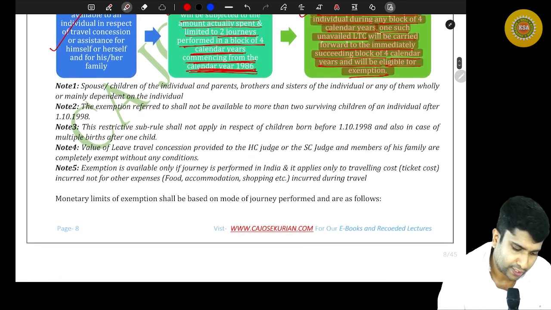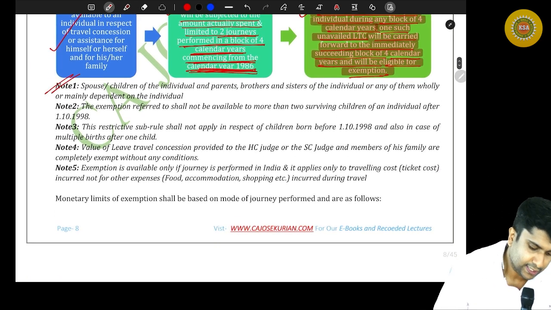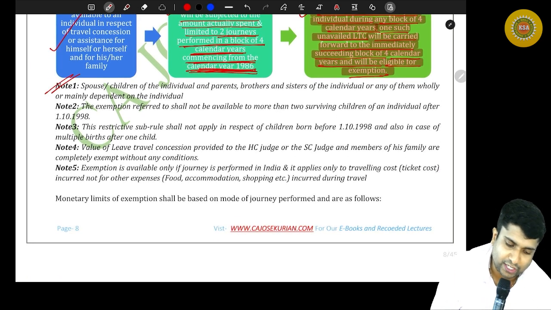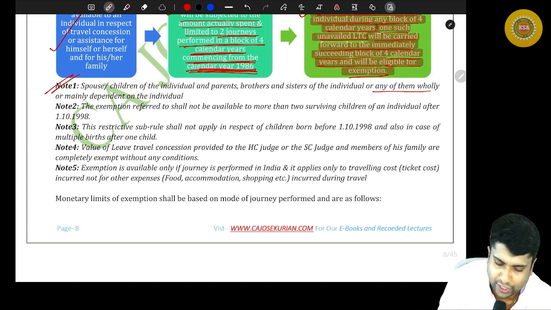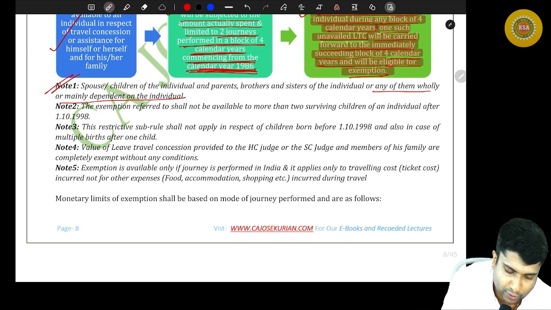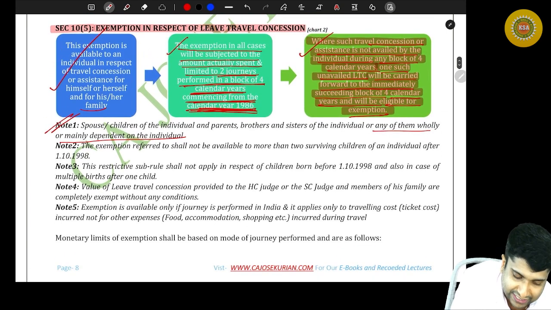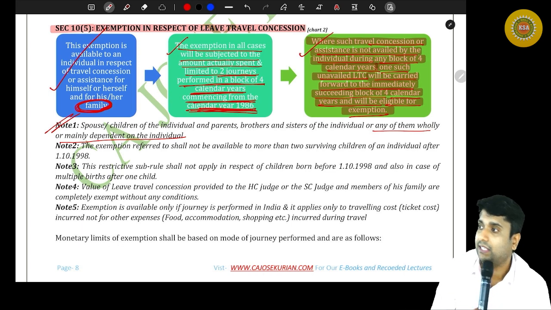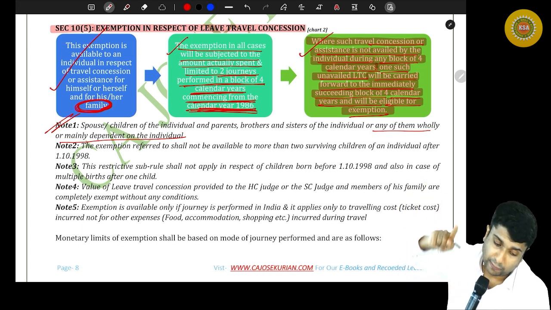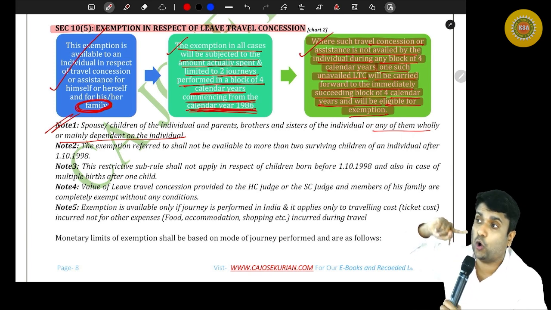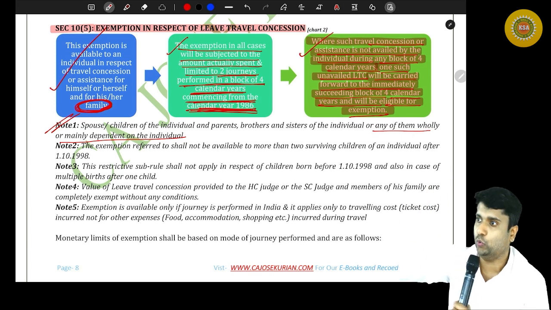Moving on with note number 1. Can you read note number 1? Spouse or children of the individual and parents, brothers and sisters of the individual, or any of them wholly and mainly depend upon the individual. That simply means here we are giving a reference of family. What do you mean by family? Your spouse and children. Then parents, brothers and sisters, if they are wholly depending on you.